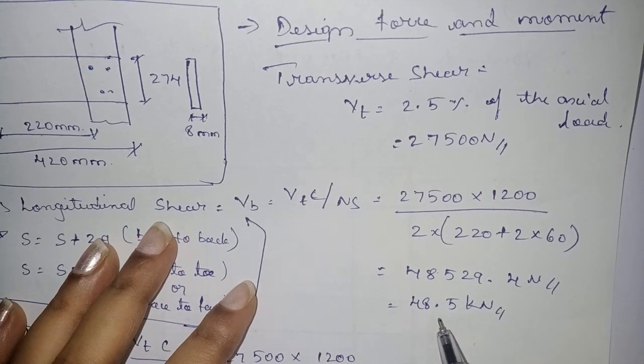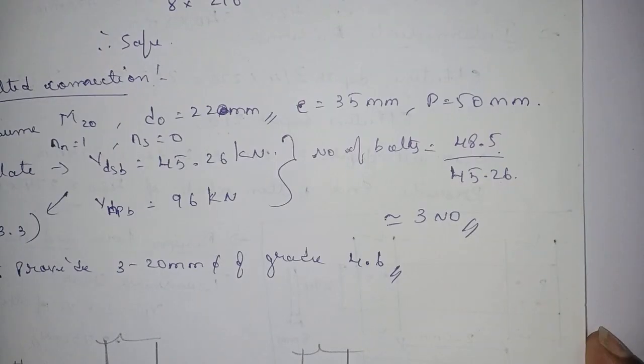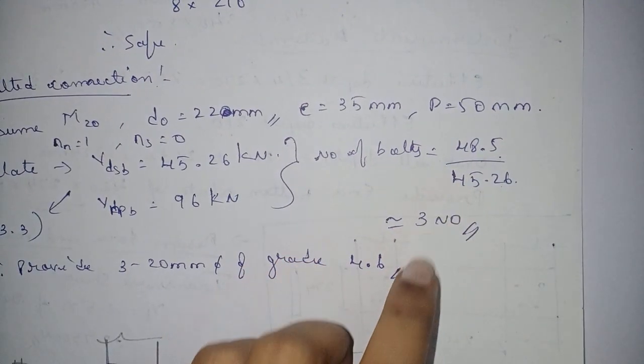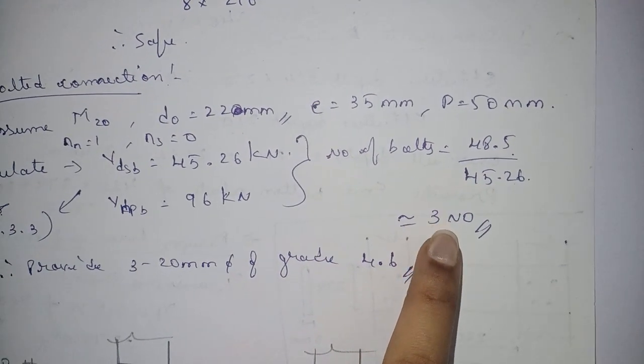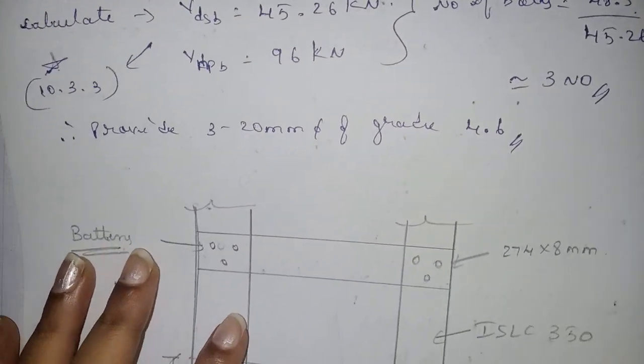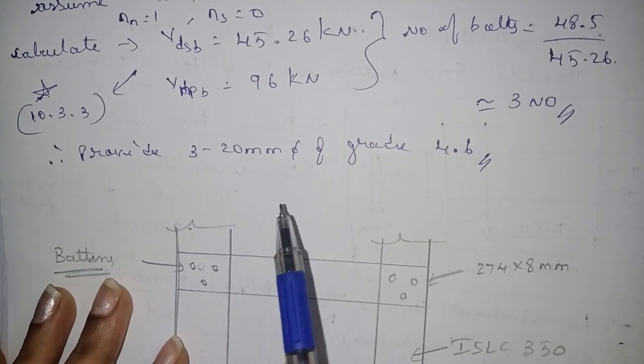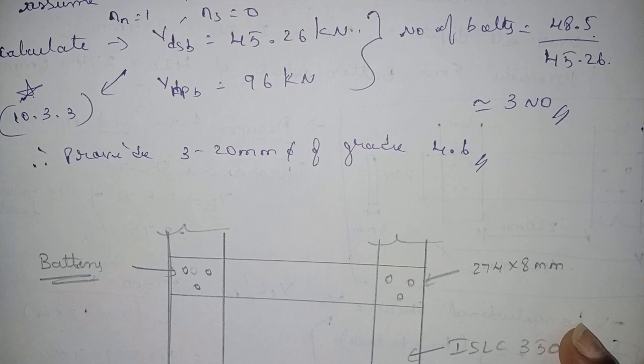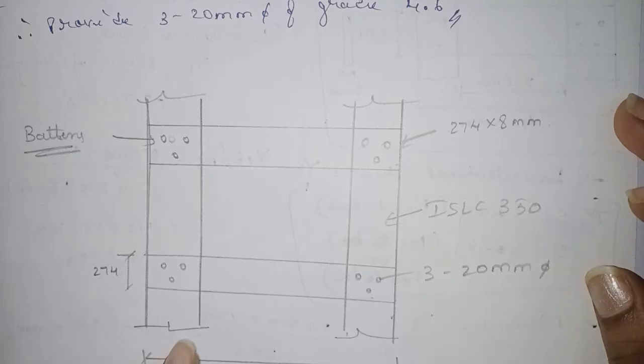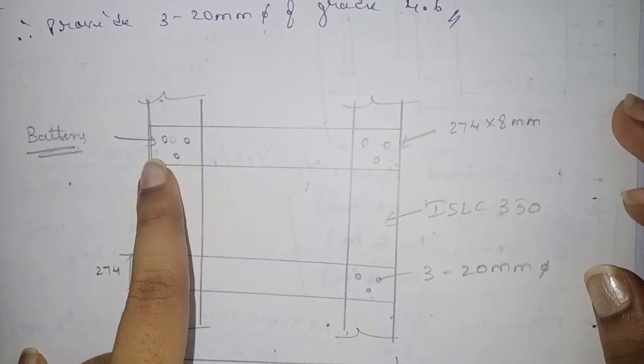Here it is VB 48.5. 48.5 divided by bolt value, that will give you number of bolts. 3 number of bolts is required. So 3 number of bolts of 20 mm diameter, 4.6. So here is the sketch. These are the patterns, 3 number of bolts.